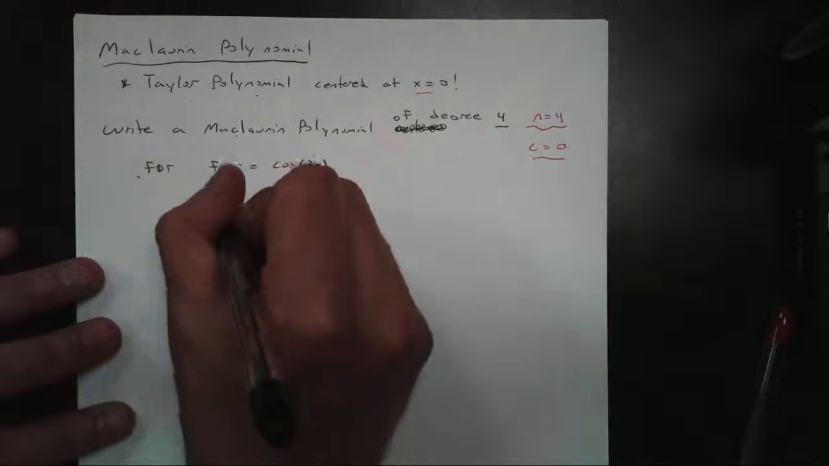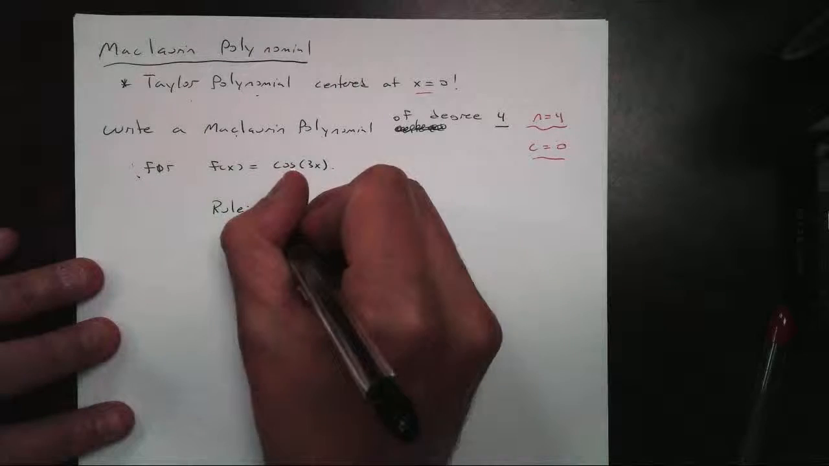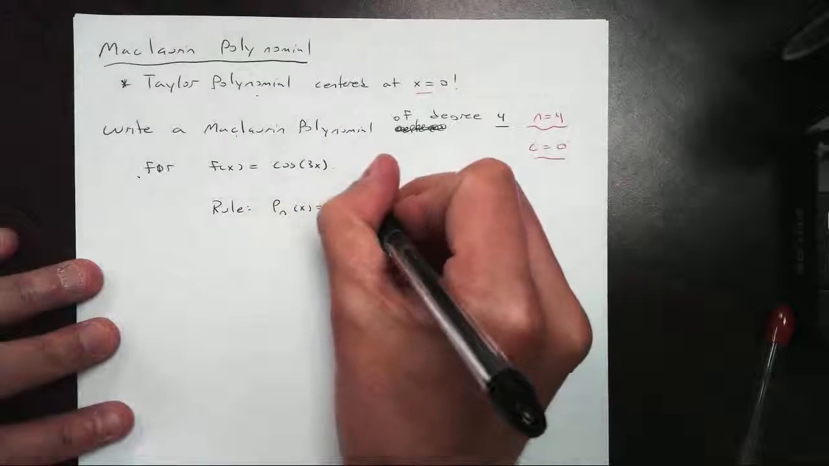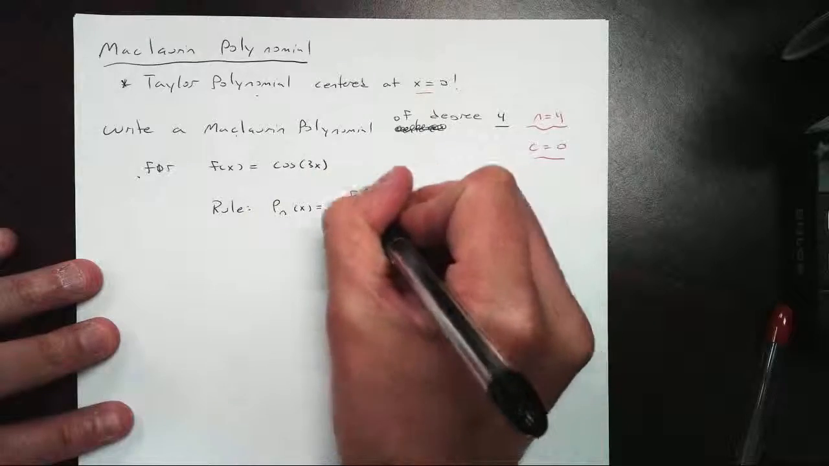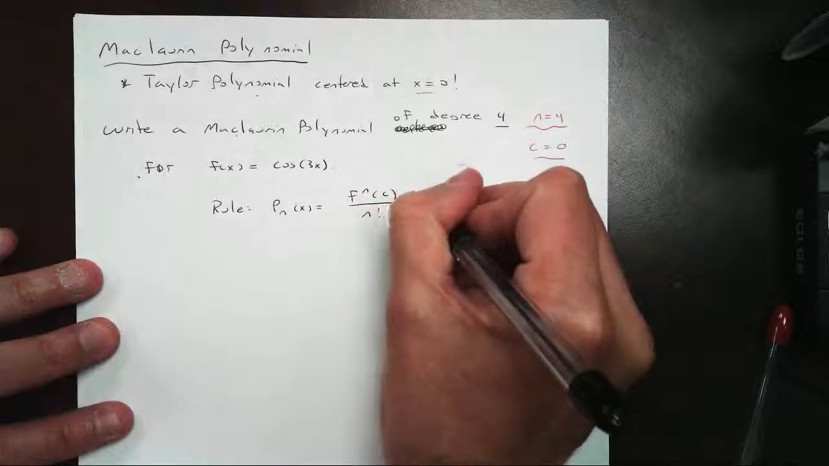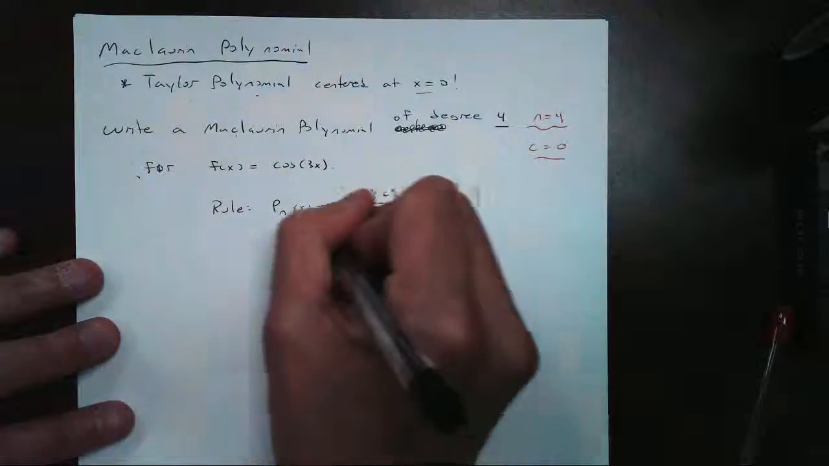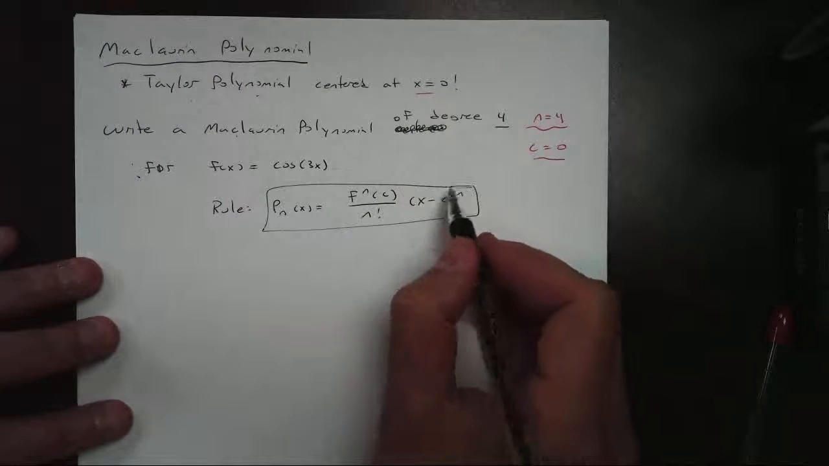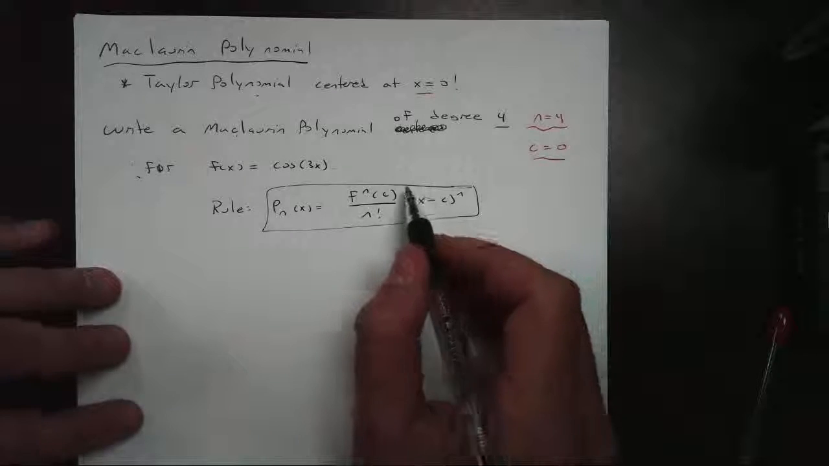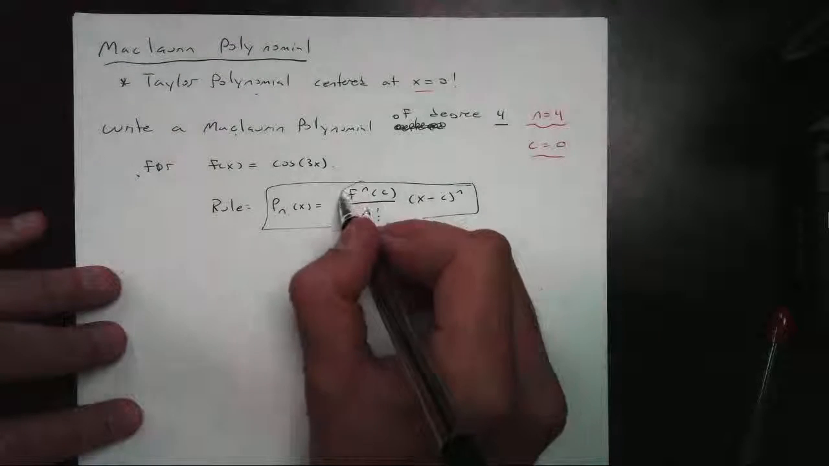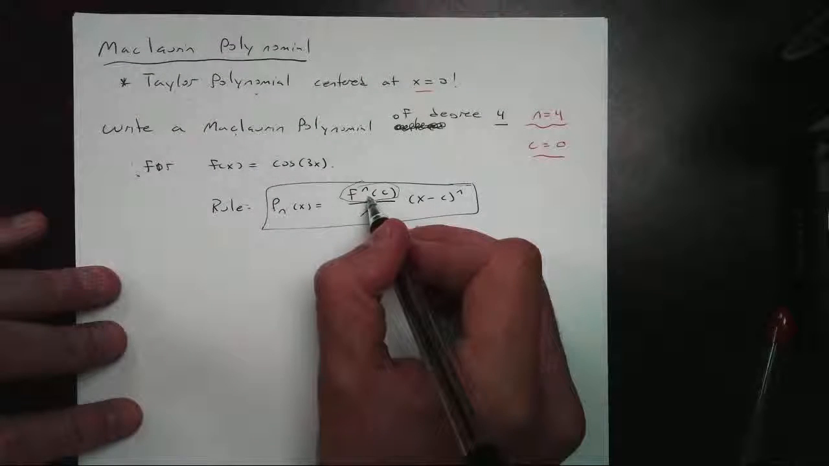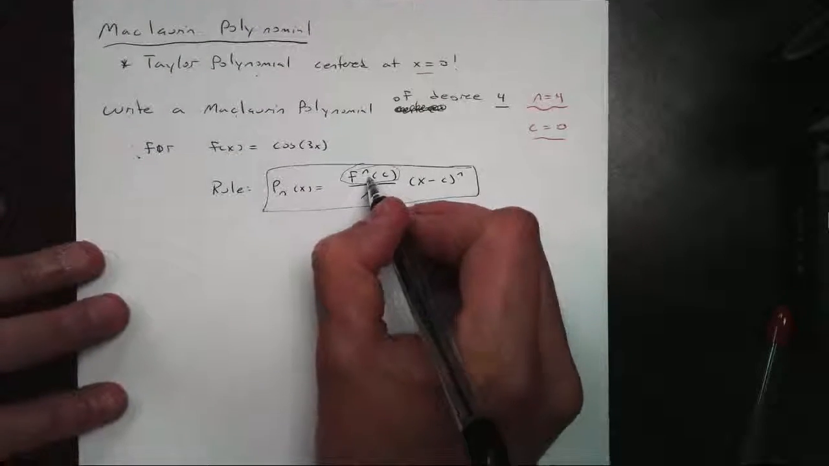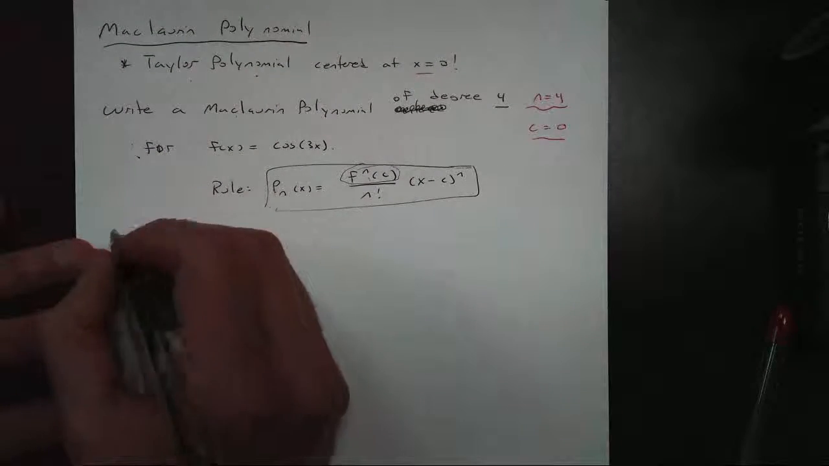Remember, my rule for a polynomial is that p sub n of x is the value of the nth derivative at c over n factorial times x minus c to the nth. This is our Taylor polynomial rule. So I need to find the value of all the derivatives at 0, and that's what this first part tells me to do. So I'm going to write out my derivatives.